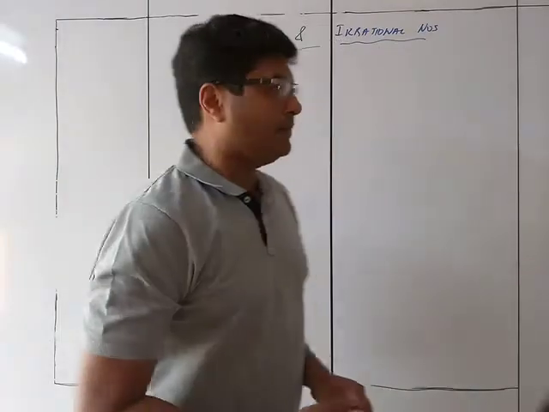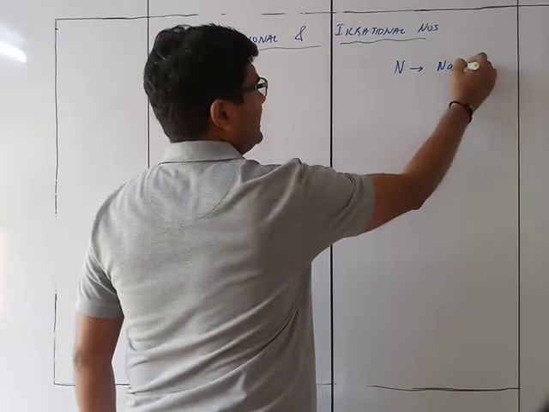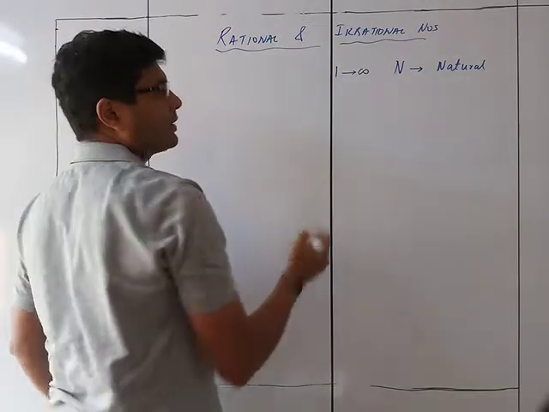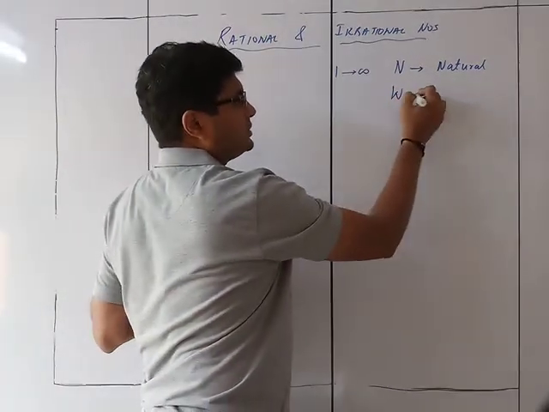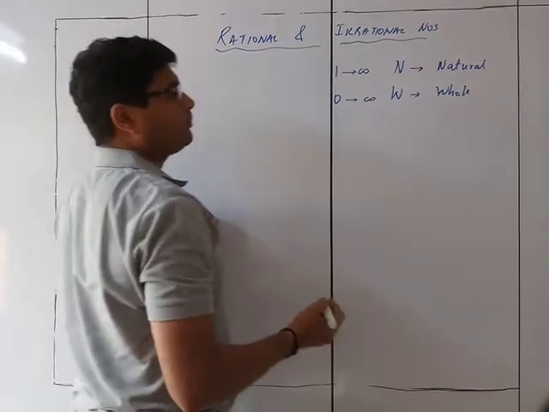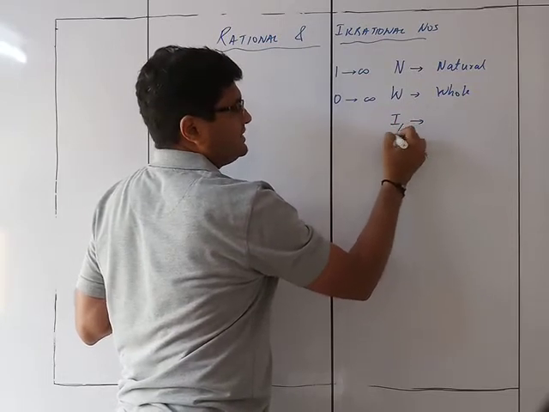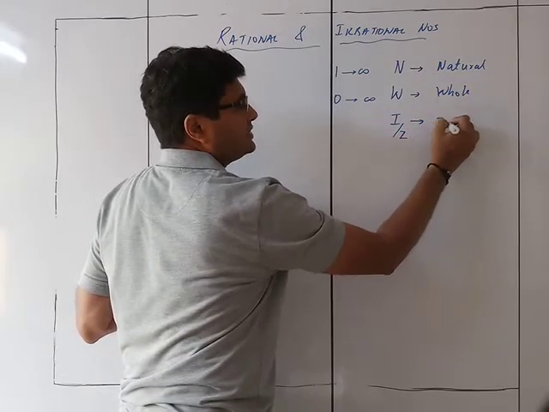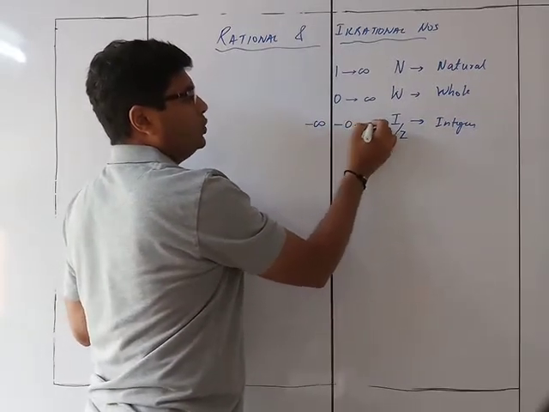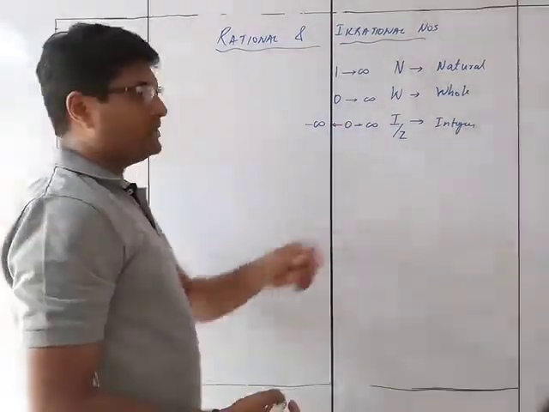We already know that in the number system, we have N, which is the natural numbers. The natural numbers are the ones which start with 1 and go to infinity. The next are the whole numbers. Whole numbers start with 0 and go towards positive infinity. The next are integers, also called Z. Integers go from minus infinity to 0 to plus infinity, so both sides, minus infinity to plus infinity.